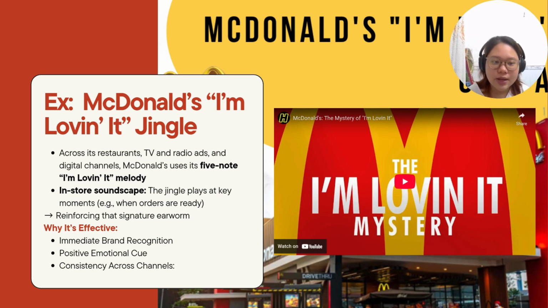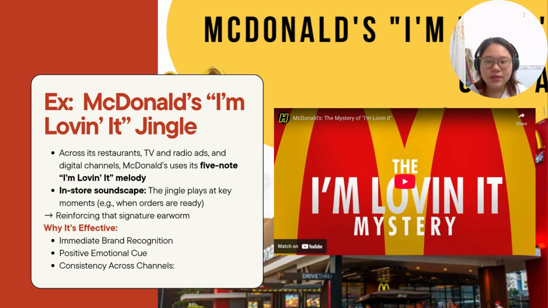So why is this campaign so effective? Because it immediately helps the customer recognize the brand through the five-note "I'm loving it." Those five notes, regardless of the language, will trigger the McDonald's brand in the customer's mind. So whenever they hear the five notes, da da da da da, they will recognize that, oh, this is McDonald's. And secondly, it is about the positive emotional cues of the five notes.